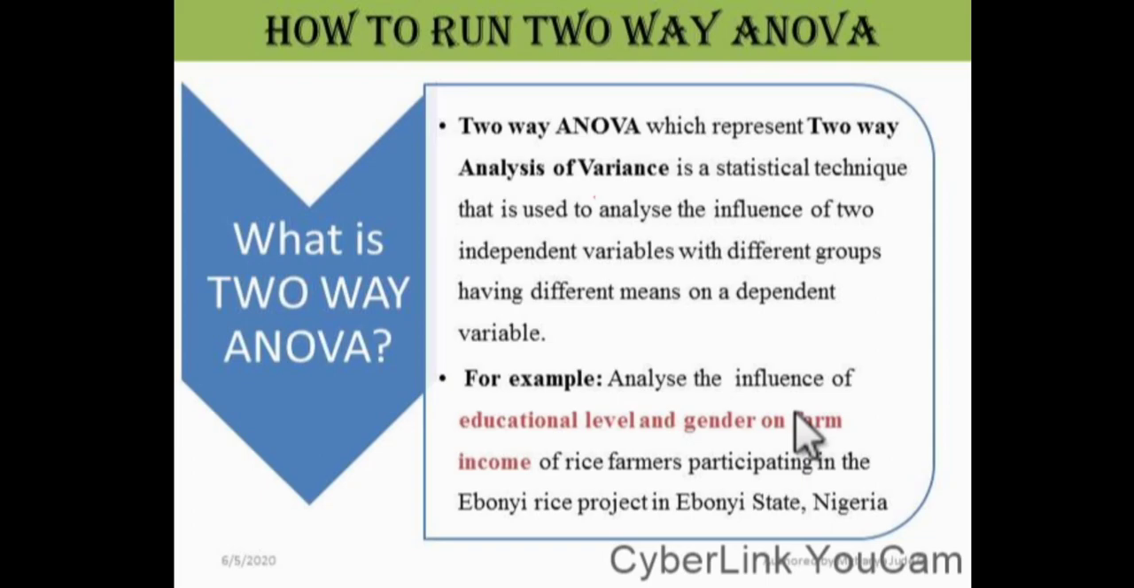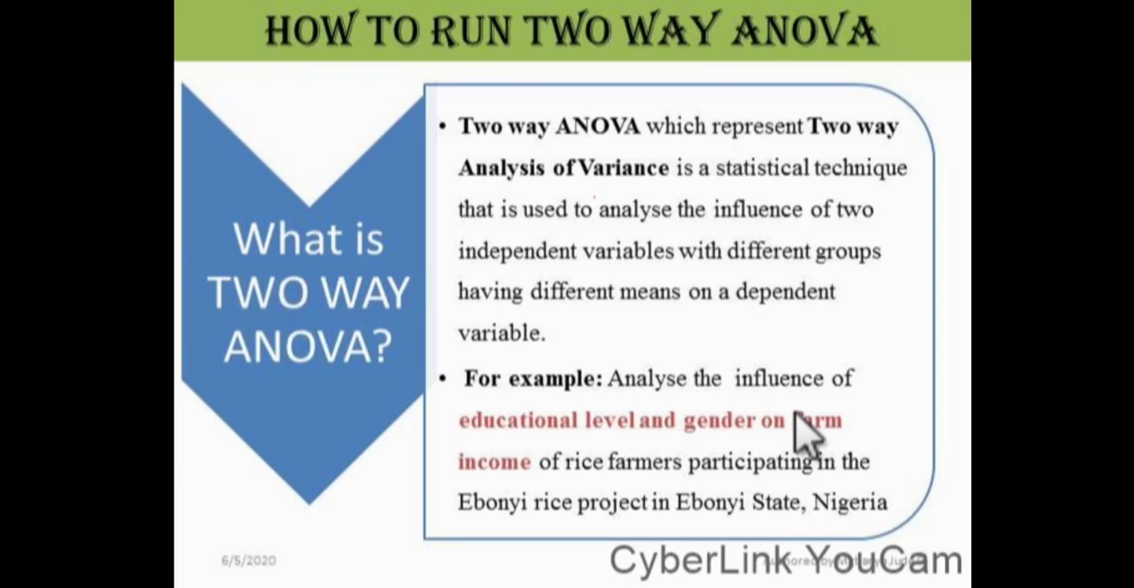So what is Two-Way ANOVA? Two-Way ANOVA, which represents two-way analysis of variance, is a statistical technique that is used to analyze the influence of two independent variables with different groups having different means on a dependent variable. For example, analyze the influence of educational level and gender on farm income of rice farmers participating in a rice project in Ebonyi State, Nigeria.